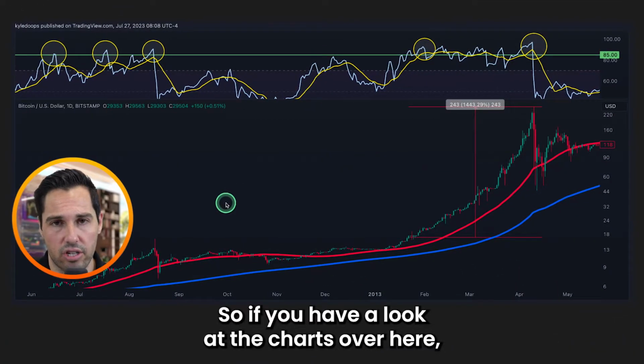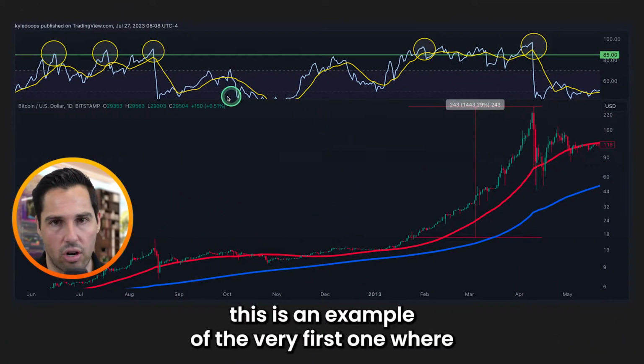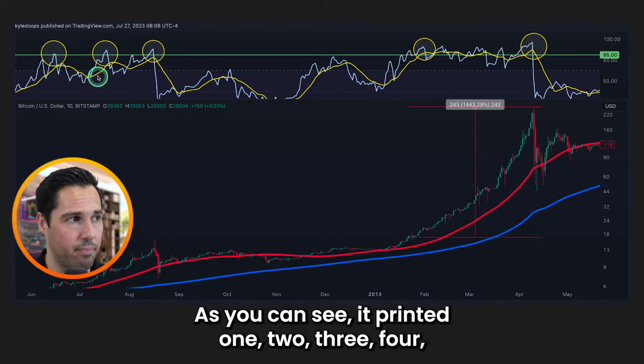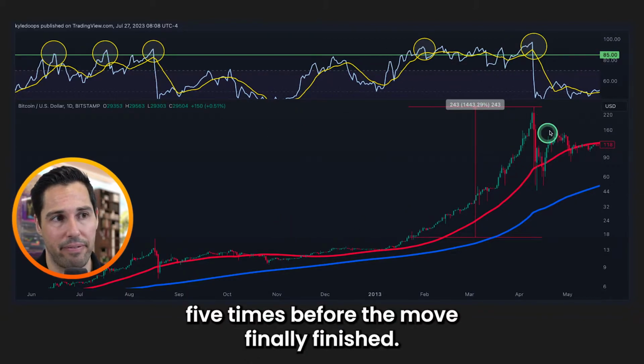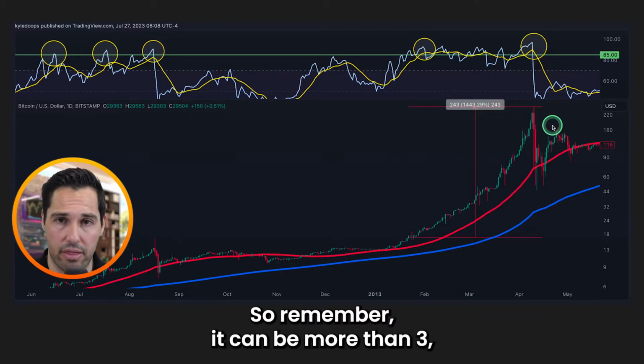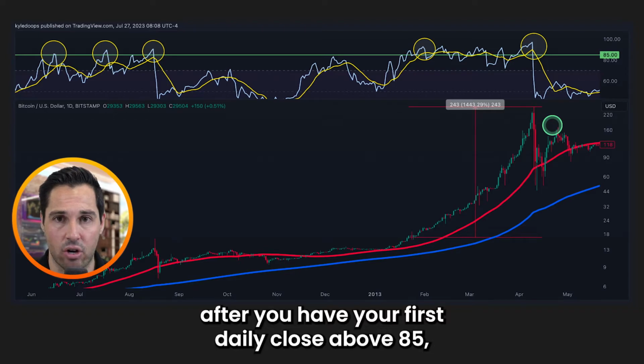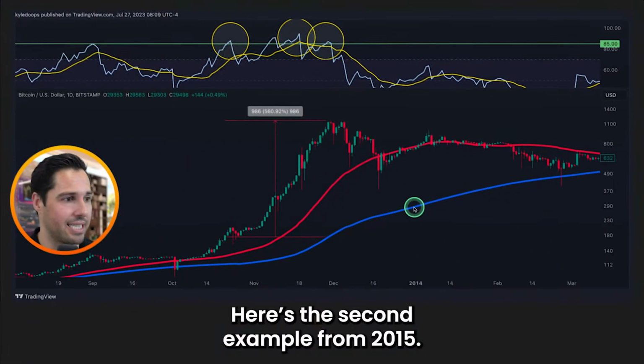So if you have a look at the charts over here, this is an example of the very first one where we had the golden cross with the RSI above 85. As you can see, it printed 1, 2, 3, 4, 5 times before the move finally finished. So remember, it can be more than 3, but it's a minimum of 3 prints after you have your first daily close above 85. Here's the second example from 2015.